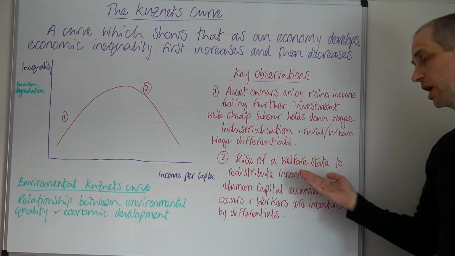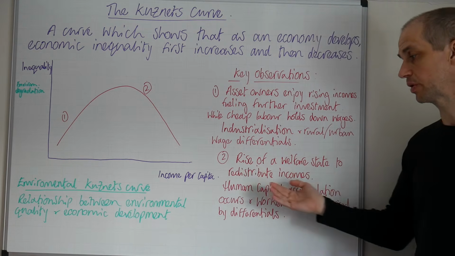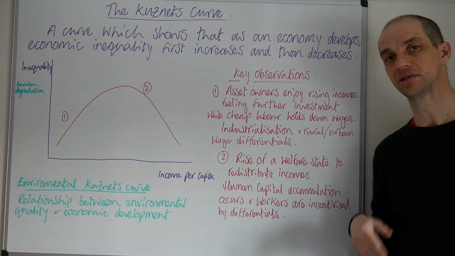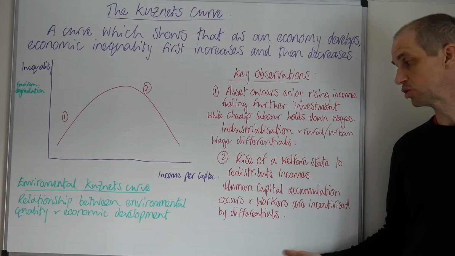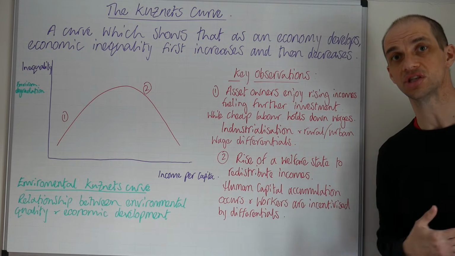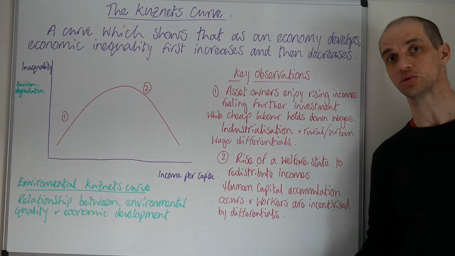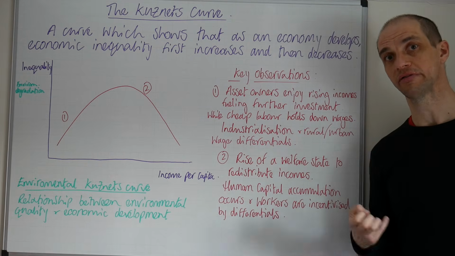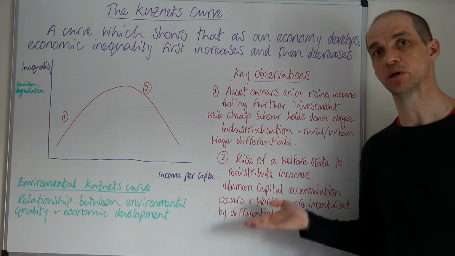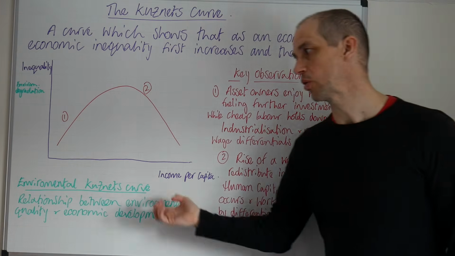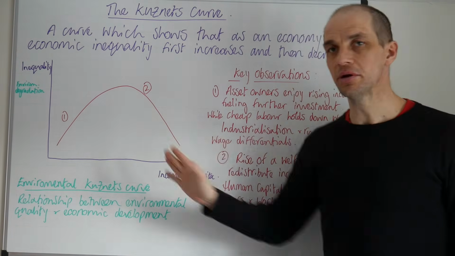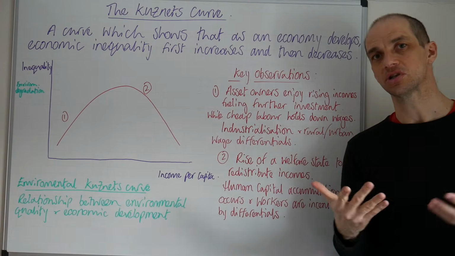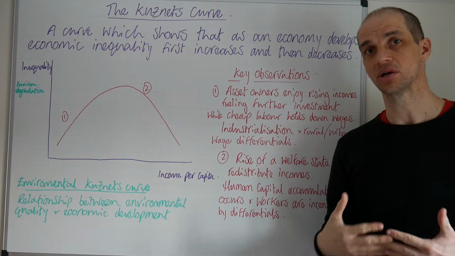So we can see this here, rise of a welfare state to redistribute incomes, human capital accumulation occurs, and workers are incentivized to actually pursue those additional wage differentials that they can earn as a result of investing in their own future by going to perhaps university or college and so on. Okay, so those are the arguments suggesting as to why this actually happens. It's much debated to what extent this does happen.